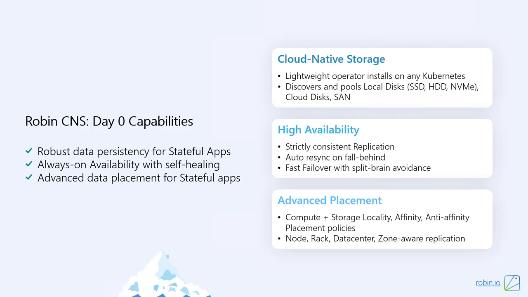And the third one here that is very important is the advanced placement policies, right? Like I said, sometimes you might want compute and storage locality, or you might want anti-affinity between specific volumes for a given application. You could say, for my MongoDB deployment, the replicas for the same shard should never be located on the same disk. Otherwise, it kind of defeats the purpose of replication. So you could state these policies for Robin, and we'll make sure that your deployments adhere to these policies.